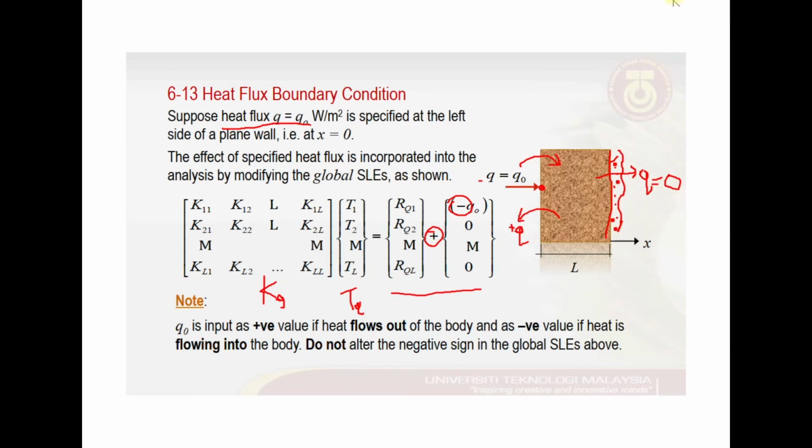So this is how we can use the finite element method in solving the heat transfer problem across a plane wall in one dimension. By treating different types of boundary conditions, we should be able to solve the system of linear equations, which is in the form of Kt equal to R.